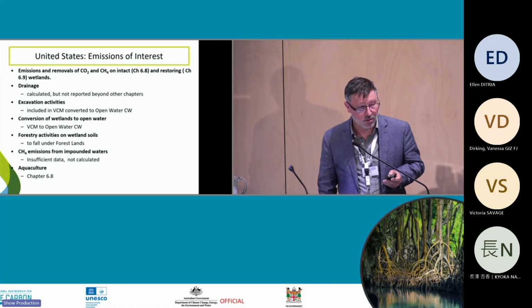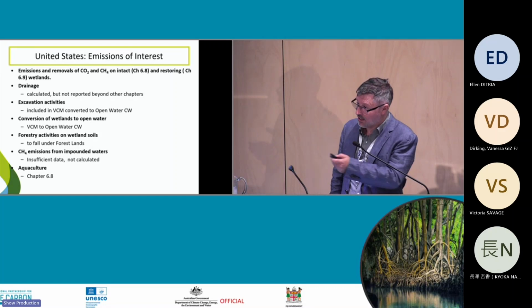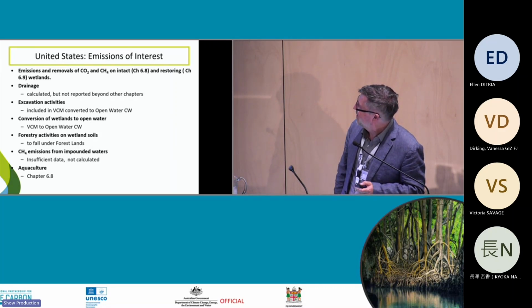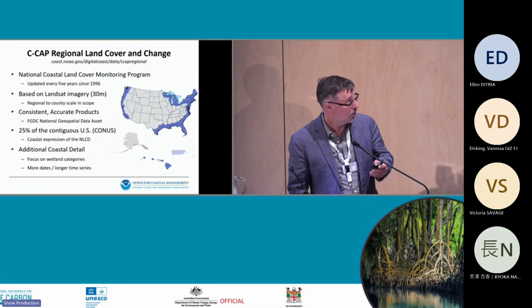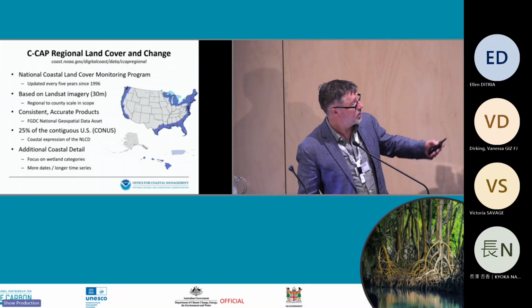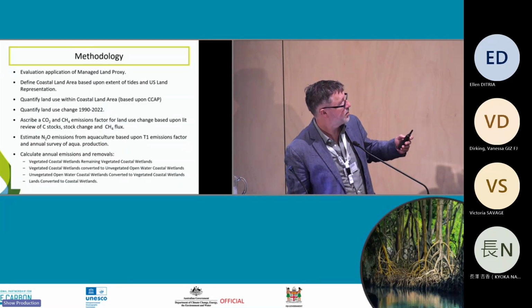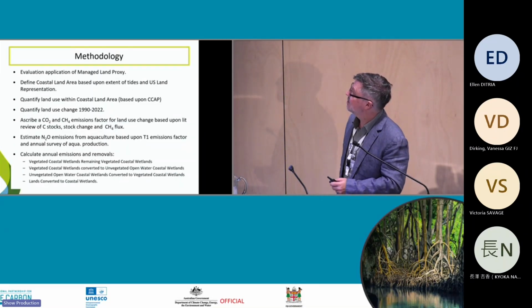Methane emissions from impounded waters included this year, thanks to the work by Kath in bringing that into the 2019 refinements. And then nitrous oxide emissions from aquaculture. We use a NOAA data set to give us the activity data. We deploy the emissions factors. And this is our process.